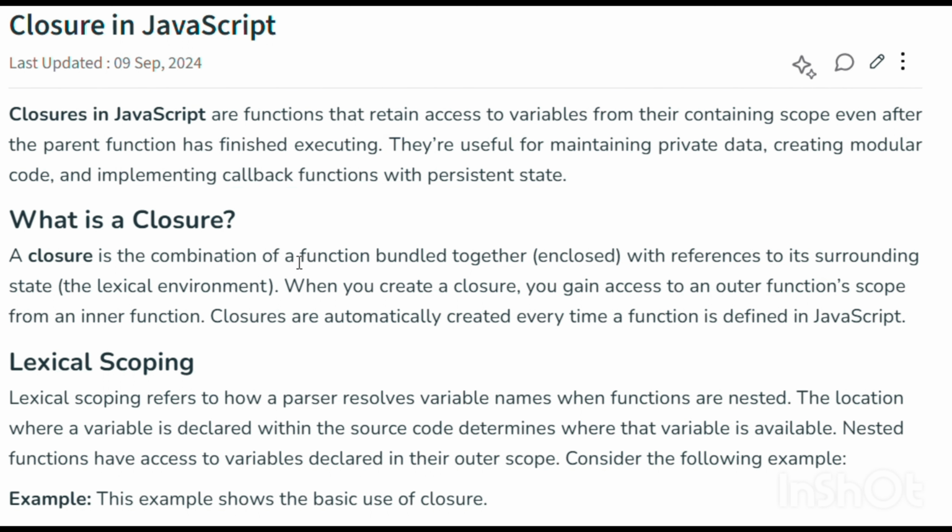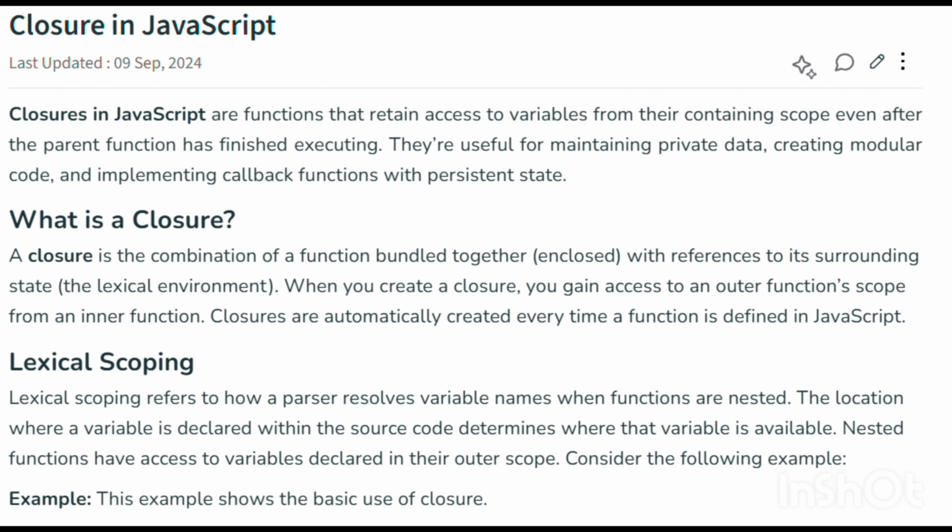In this video, as a part of 501, I have implemented a to-do list in JavaScript by using closures. Closures in JavaScript are functions that retain access to the variables from their containing scope even after the parent function has finished executing. A closure is the combination of a function bundled together with a reference to its surrounding state. When you create a closure, you gain access to the outer function scope from the inner function.